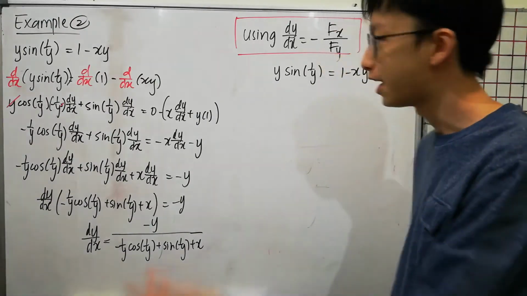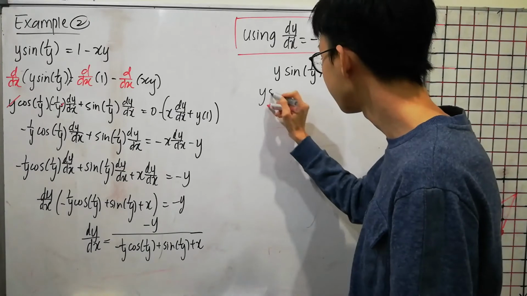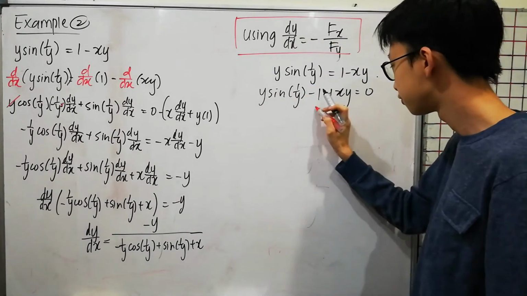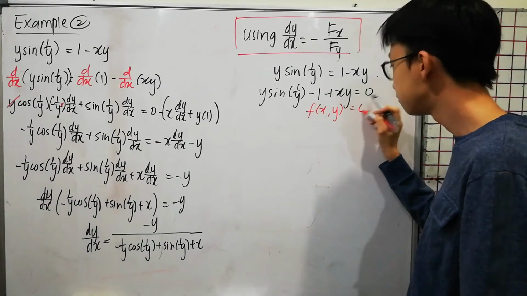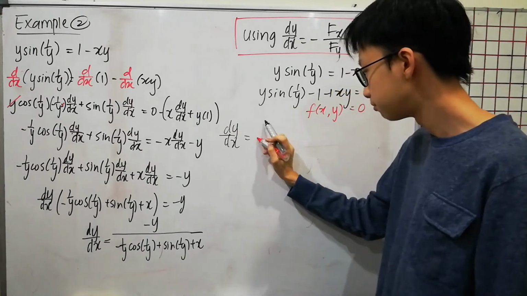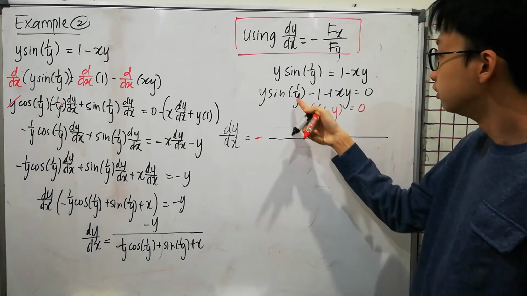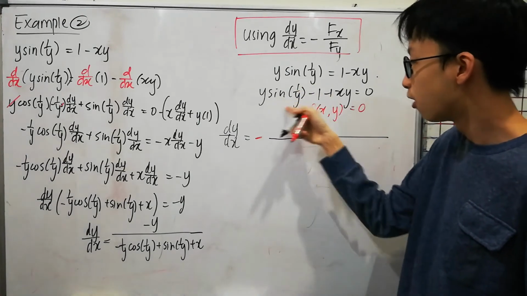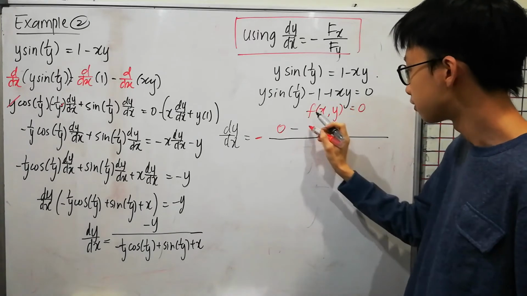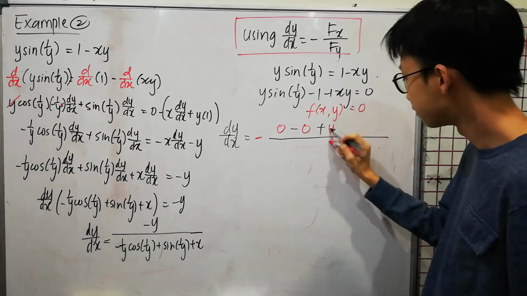Example 2, now we have trigonometric functions, but same thing, we'll try to make this to one side. 1 over y minus 1 plus xy equals 0, so that f of x, y is equal to 0. And dy dx will be equal to, always remember the negative, and this is a quotient. You differentiate with respect to x, the whole thing here will be a constant, which is 0. Minus, still a constant, 0. Plus, this will become 1, and y is a constant.